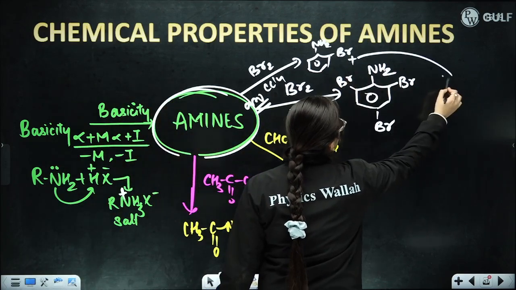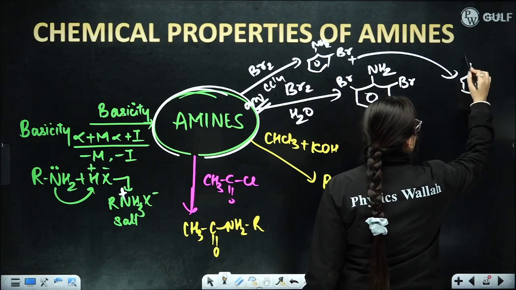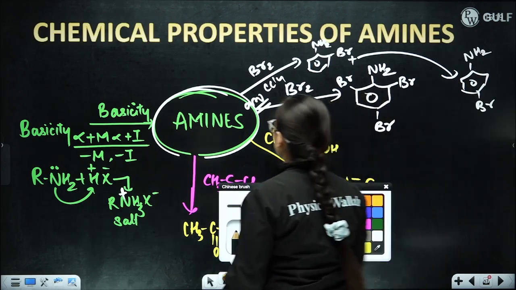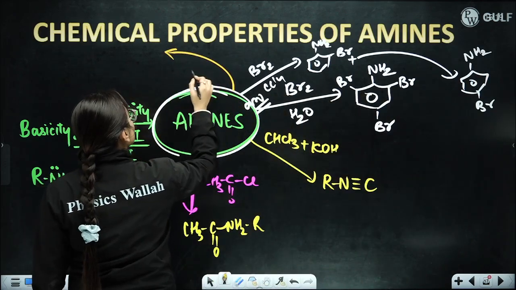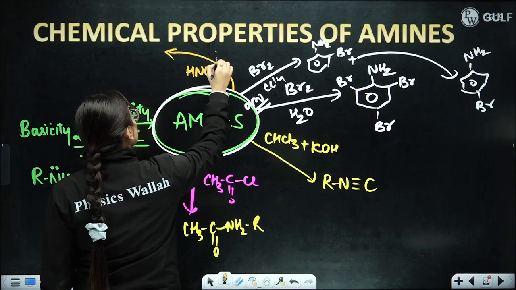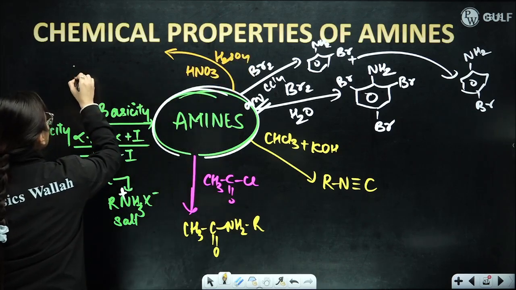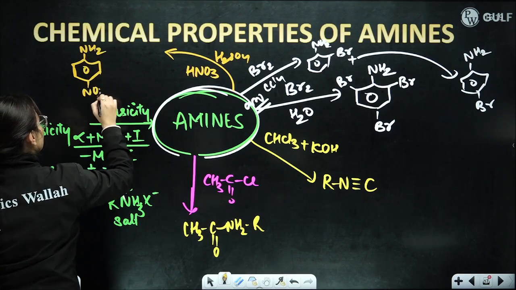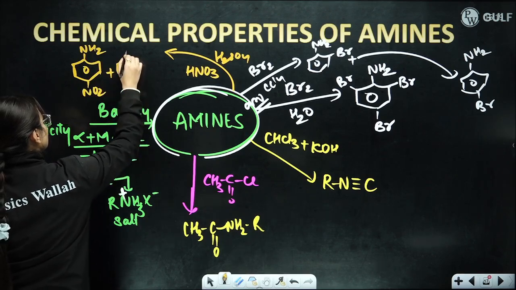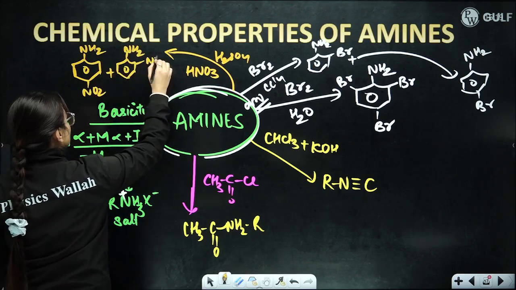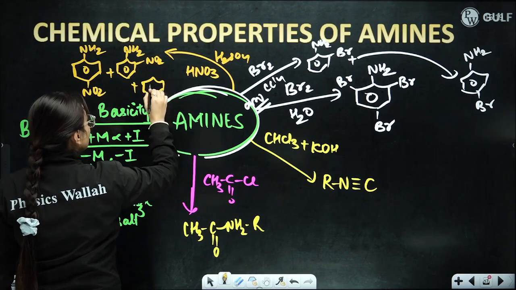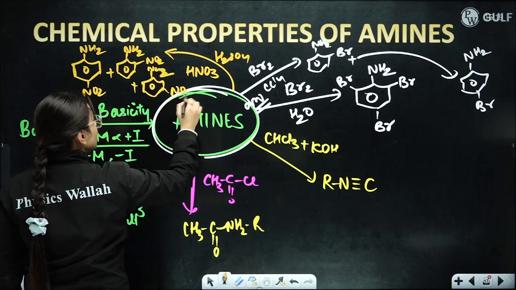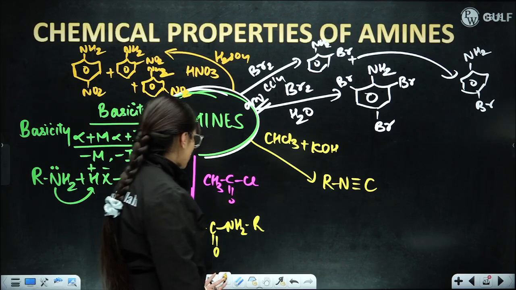Yes, plus I am writing another product like this. If you are reacting it with HNO3 and H2SO4, let me tell you, you will get all three products. Here it's NH2, here it will be NO2 at the para, at the ortho, as well as at the meta. This is a very different case when we are taking HNO3.